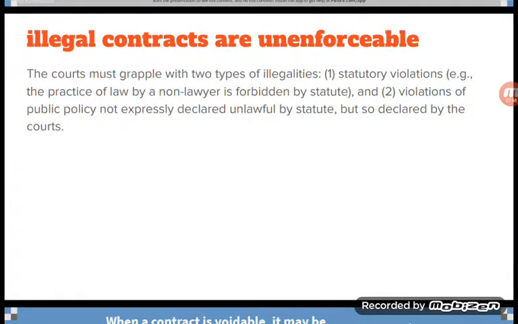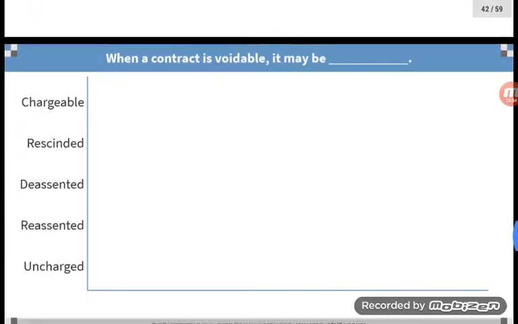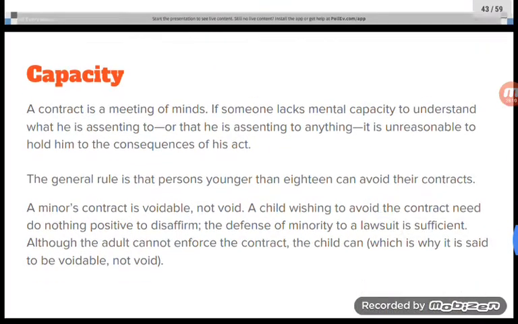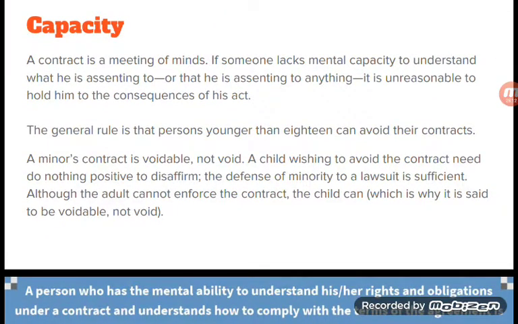Illegal contracts, of course, are unenforceable. Statutory violations, violations of public policy, stuff that is illegal. When a contract is voidable, it may be rescinded. Capacity: contracting requires a meeting of the minds. If someone lacks mental capacity to understand what they're assenting to, then often the contract is going to be voidable or perhaps even void.